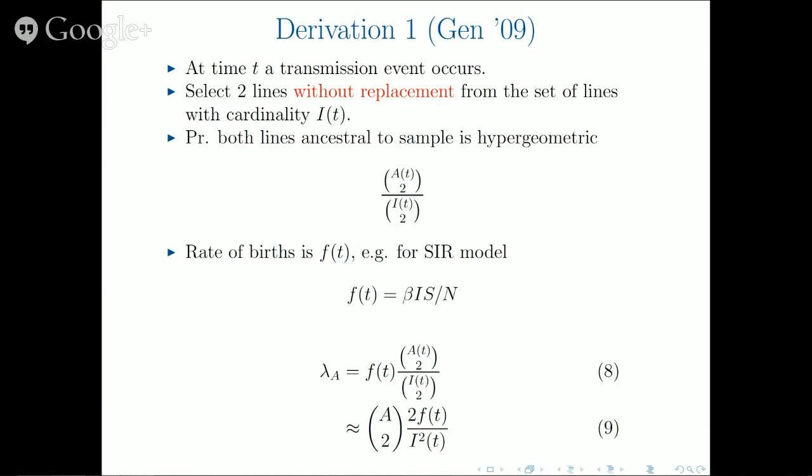Okay, so the probability that both those lines are ancestral to some sample is the probability that a coalescent event happens, or the probability that there's a common ancestry within a genealogy. That probability is hypergeometric. It's the number of ways you can pick 2 lineages out of the set of ancestral lineages over the number of ways you can pick 2 lineages out of the number infected. Now, if you multiply that probability by the rate at which all births happen, for example, in the simple SIR model, it's proportional to the number infected times the number susceptible, then we get something that simplifies to the coalescent rate I had 2 slides ago.